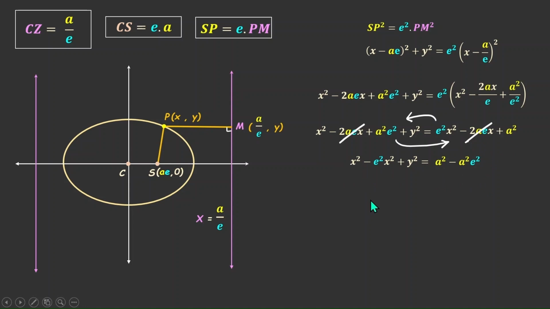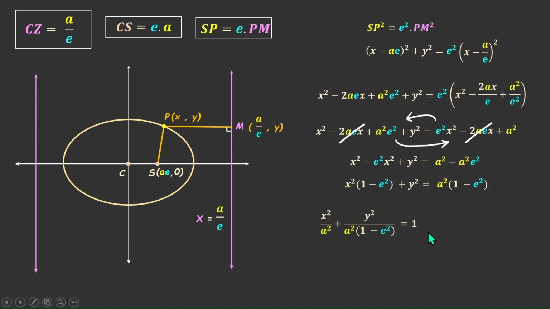So this would give us x square into 1 minus e square plus y square is equal to, taking a square common here, a square into 1 minus e square. Now let's divide both sides by a square into 1 minus e square. So we'll get x square divided by a square, because 1 minus e square gets cancelled, plus y square divided by a square into 1 minus e square, and all of that would be equal to 1.